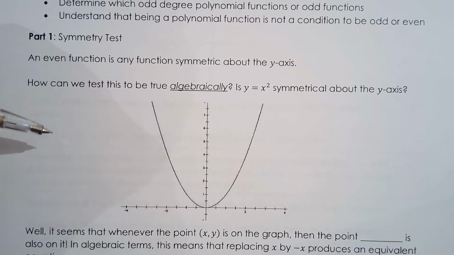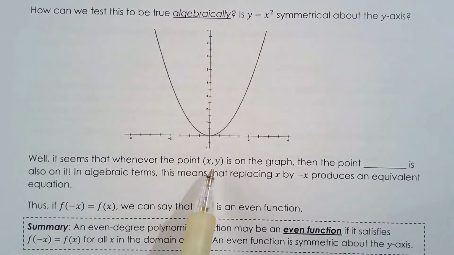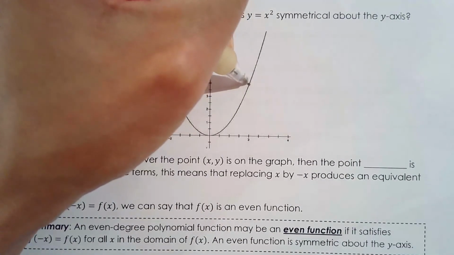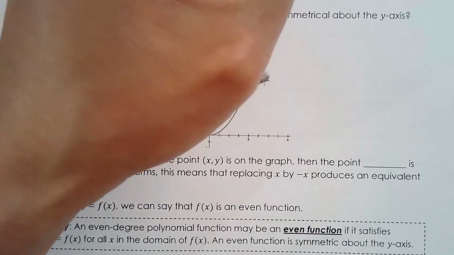But unfortunately, we want to generate an algebraic test. We want to test by using the equation instead of using the graph to determine whether the function is even or not. Okay, so what we're going to do is we'll look at this parabola as a visual aid to help us generate the algebraic test. So it seems that whenever the point (x, y) is on the graph, so I don't know, let's say this point is on the graph, then the point must also be on it. So this point here is (2, 4).